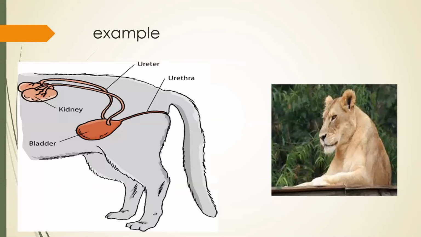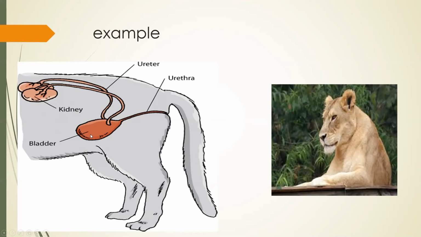The next example is of a line. You can see clearly this system is very clear. It has two kidneys that are present here, and the tubes from where the urine travels from the kidneys to the bladder. These tubes are called ureters, and this is the bladder, that is a hollow muscular organ.